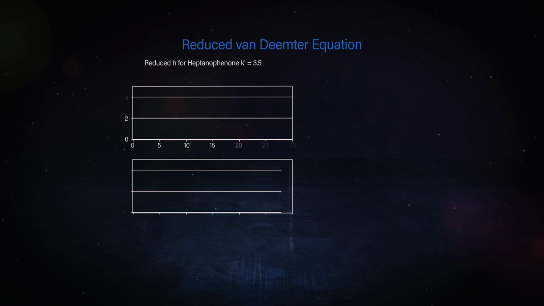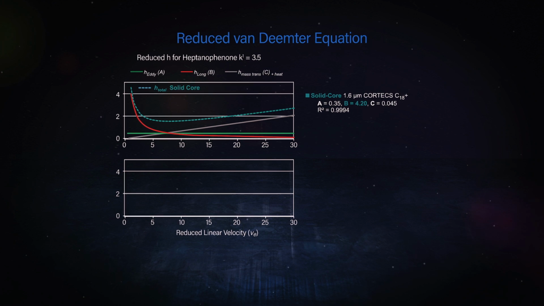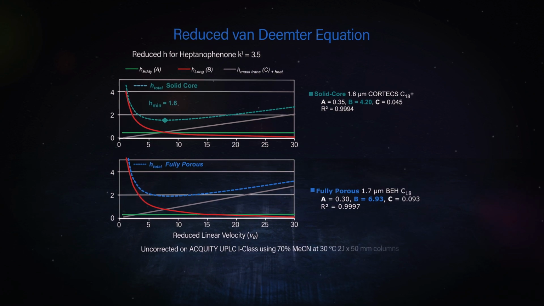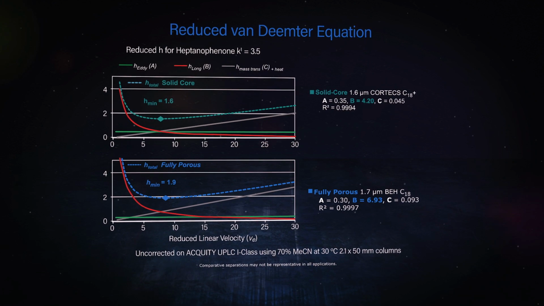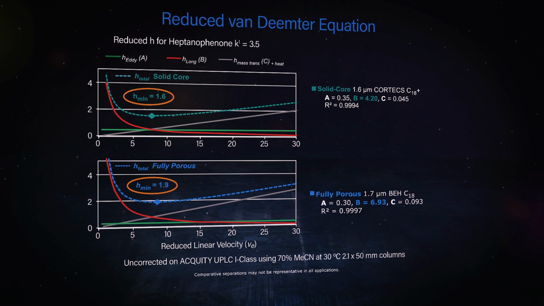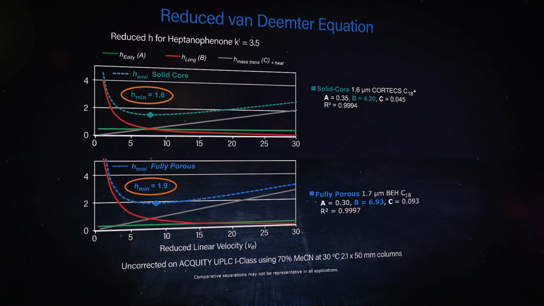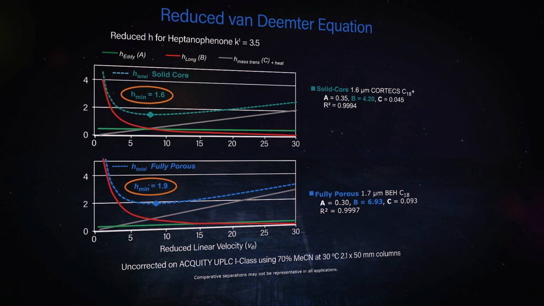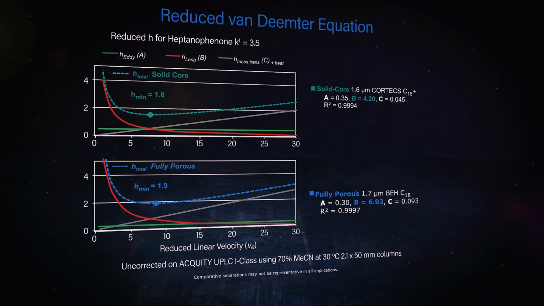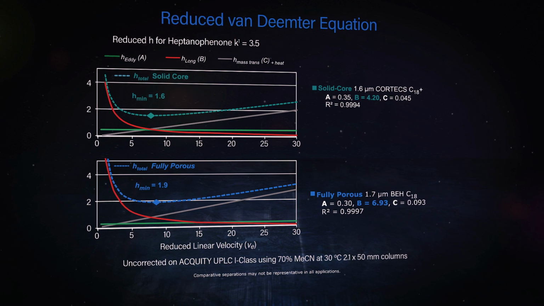So Kim, these curves look really good. On the top, we have our solid core Cortecs column that we ran, and below it we ran our fully porous Acquity BEH C18 column. As you look at the reduced plate height, or the H minimum, you can see that for the Cortecs, the solid core column, it's 1.6, and for the fully porous, it's 1.9. Having a lower H minimum, or reduced plate height, means it's more efficient.